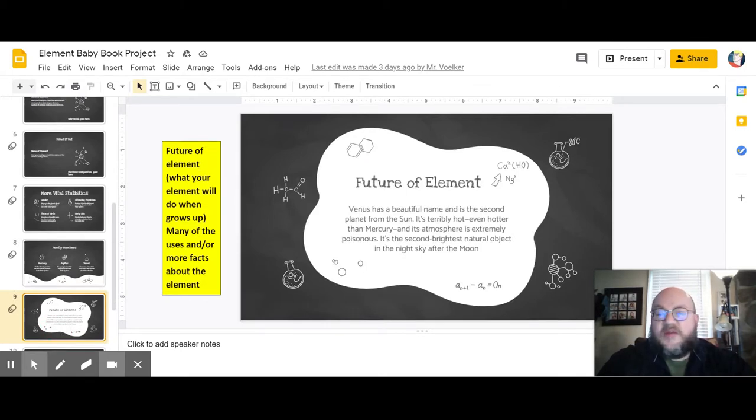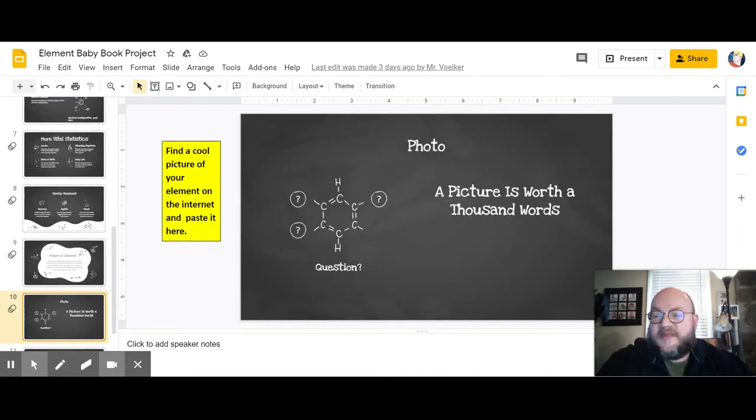This is where you're going to tell what uses your element has. What value does it have for mankind? And things like that. Any other facts you find about your element that you haven't been able to place anywhere, put it in that spot. Slide 10, this is where you're going to find a photo of it, maybe at its natural state on the internet, and that's going to be a really cool thing to put there.